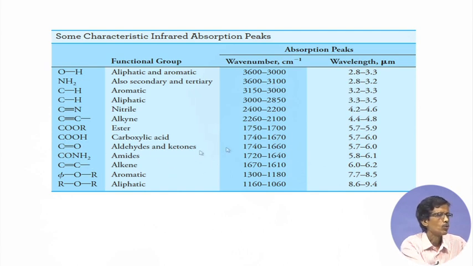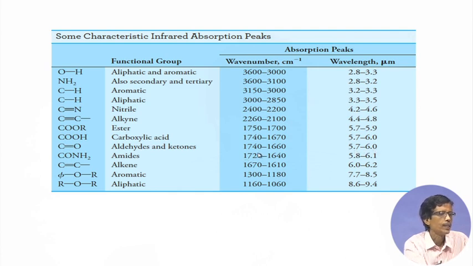So, we are talking about the aldehyde and the ketone function, that means C=O, that means we can have some characteristic infrared absorption peaks. The aldehydes or the ketones will appear within 1740 to 1660, and if we consider this in terms of the wavelength in micrometers, it is in the range of 5.7 to 6.0.